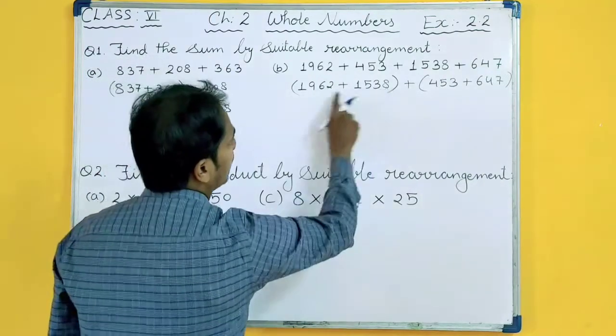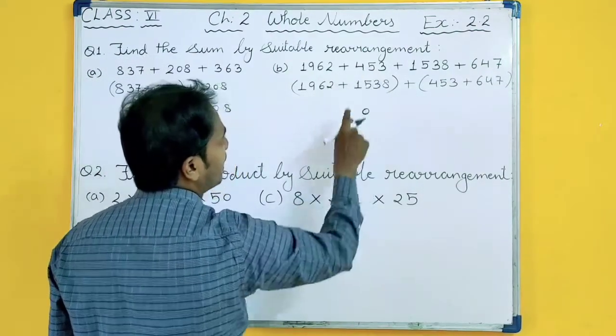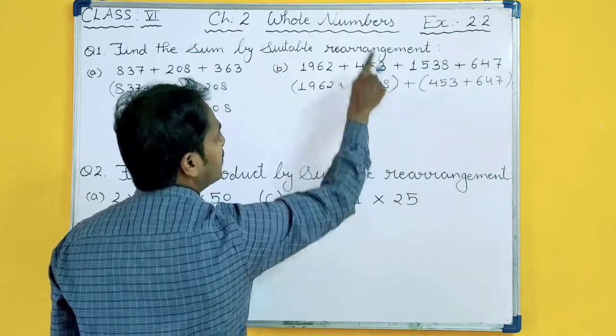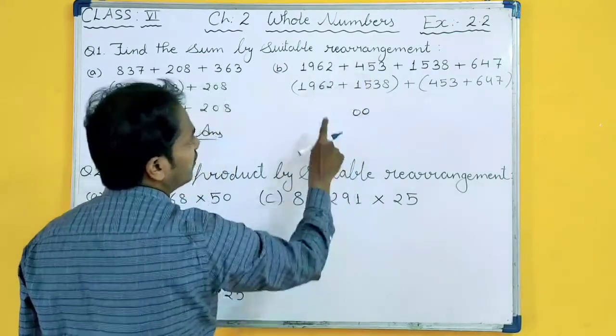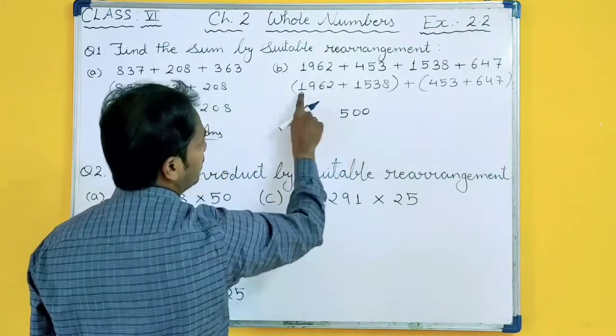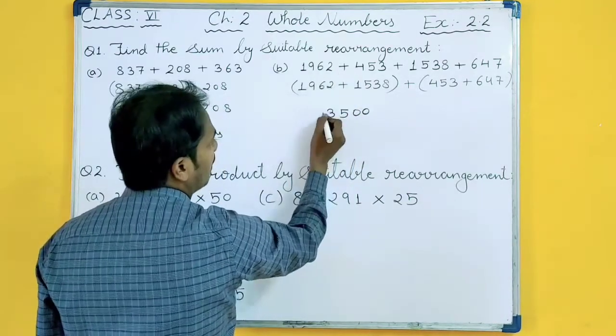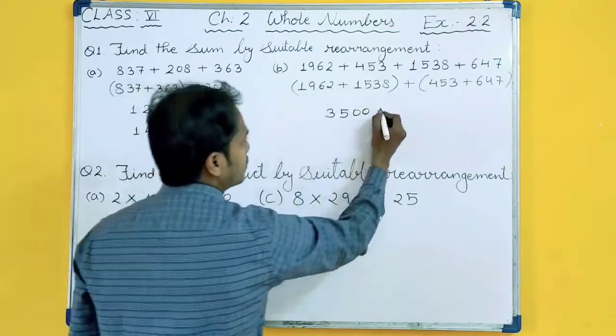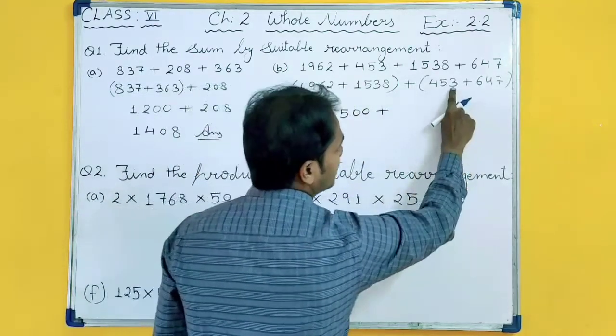Now add this. 8 plus 2 is 10, 0, carry 1. 6 plus 3 is 9 plus 1 is 10, 0, carry 1. 9 plus 1 is 10, 10 plus 5 is 15, 5, carry 1, so 3500. I have added both the values. Now again check this. Add this.